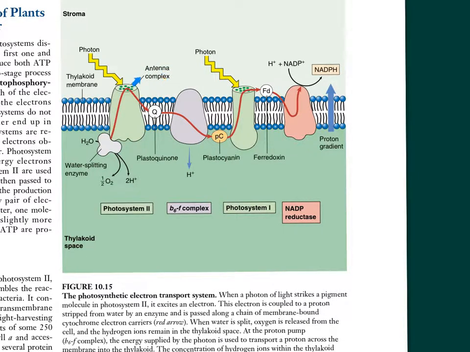Some people call it the antenna complex, right? And the electron gets carried by Q, right? Do you need to know Q? No, but that's the carrier. It carries it from this protein, from these chlorophyll molecules in this complex, over to this protein, where you're getting what? What's that electron doing? It's going to the hydrogens and saying what? Come here. Come here, honey.